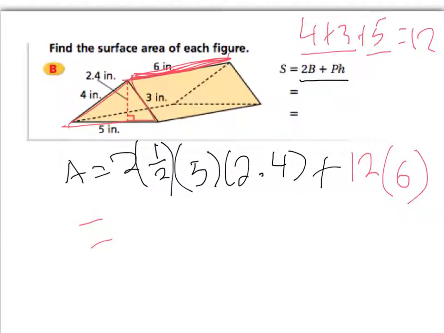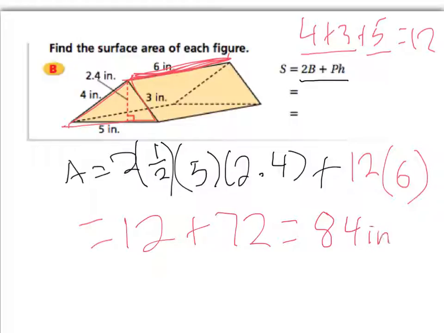So 2 times 1/2 times 5 times 2.4 is going to get us 12, plus 12 times 6 is going to get us 72. And then 12 plus 72 is going to get us 84 inches squared. Okay, because you have to make sure you always put the correct units.